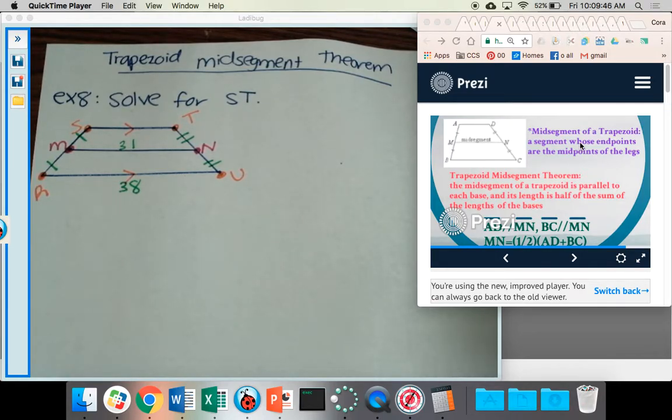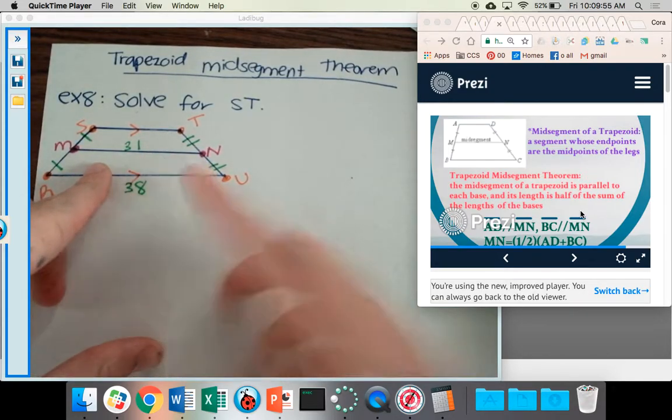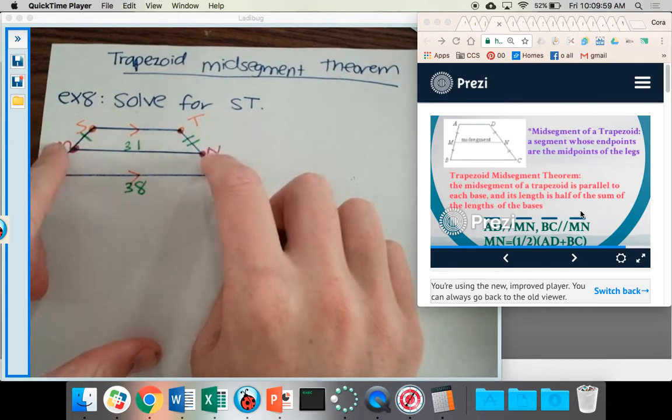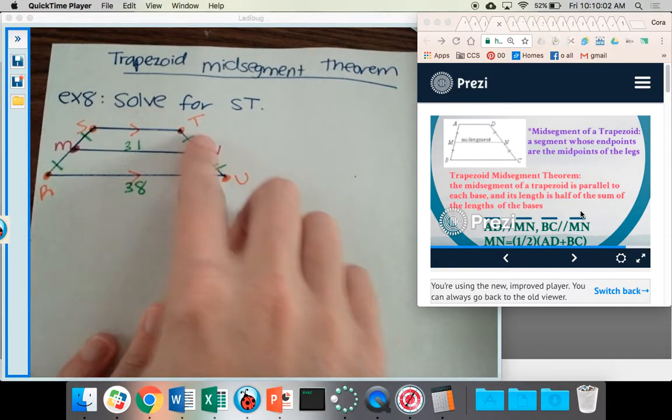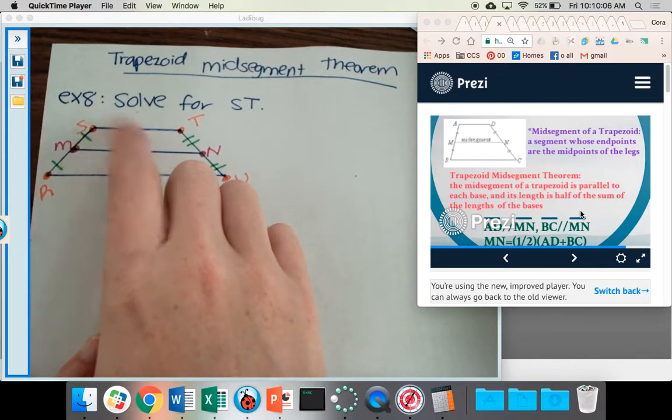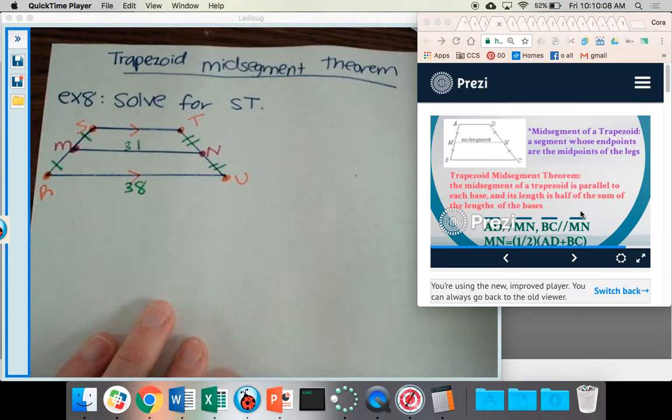A mid-segment of a trapezoid is a segment whose endpoints are the midpoints of the legs. It kind of sounds like what the name is: the mid-segment has endpoints that are midpoints. I know these are midpoints because on the legs, it is in the middle, since we have two congruent segments. A mid-segment will connect those points, and some nifty properties arise when we have a mid-segment in a trapezoid.